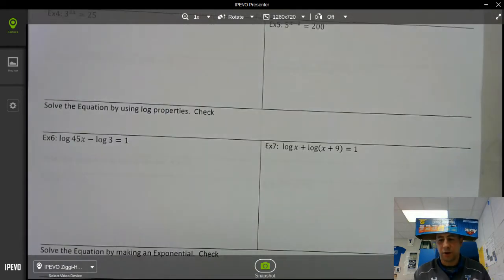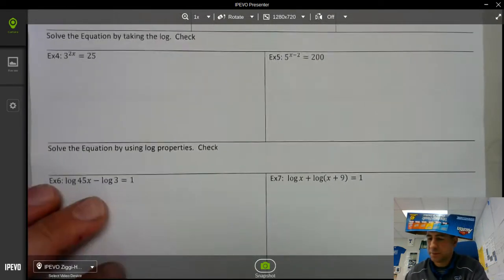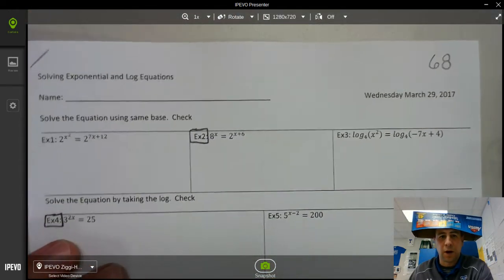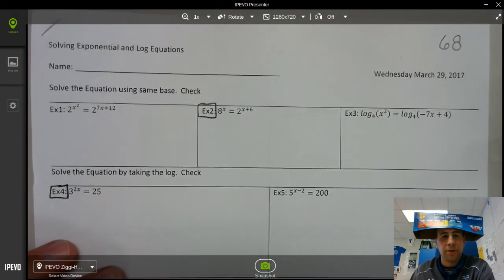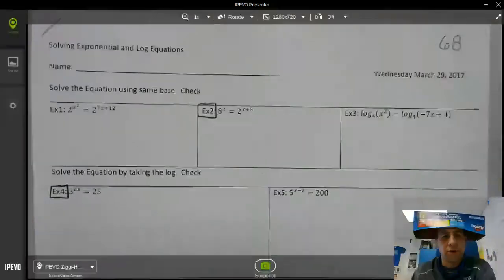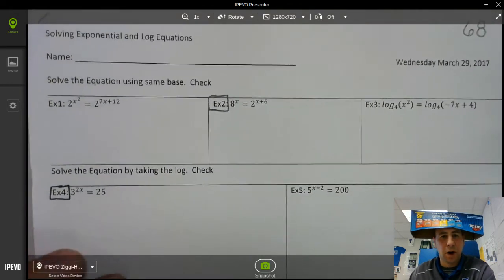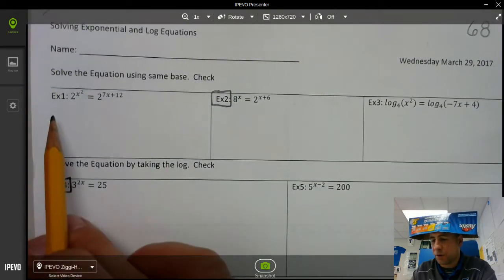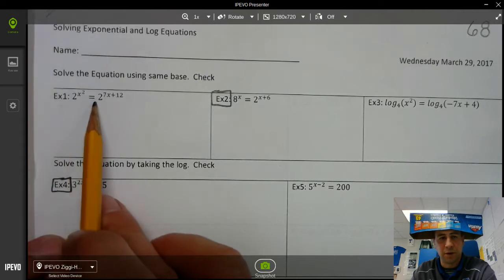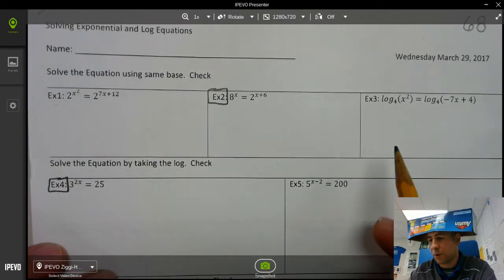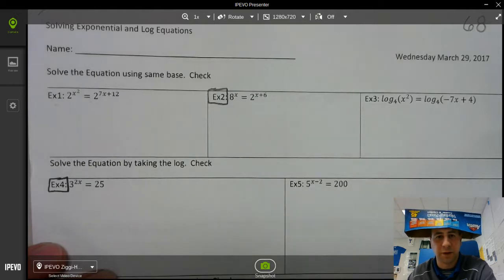All right, let's take a look at our examples. It says, for examples 1, 2, and 3, solve the equation using the same base. We're not going to do example 1 on the video because you can see the same base. If I explain example 2, you can do example 1 without any problem. And you're probably going to want to ask questions about example 3 in class.